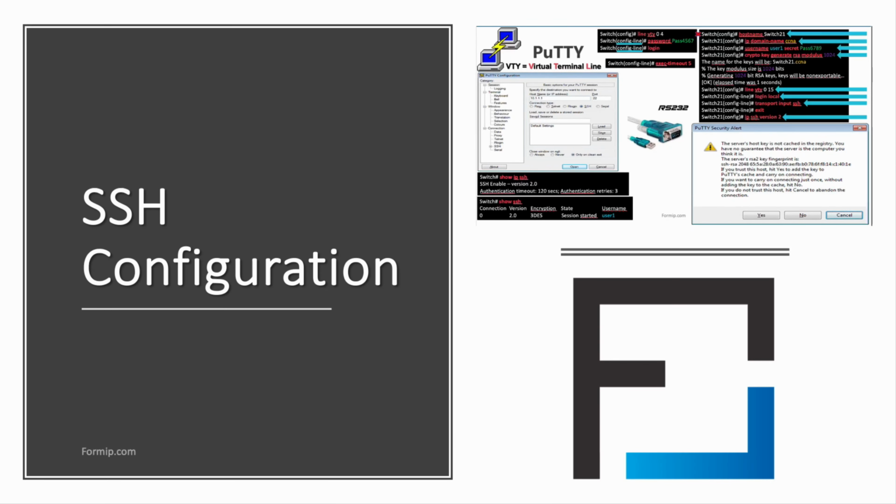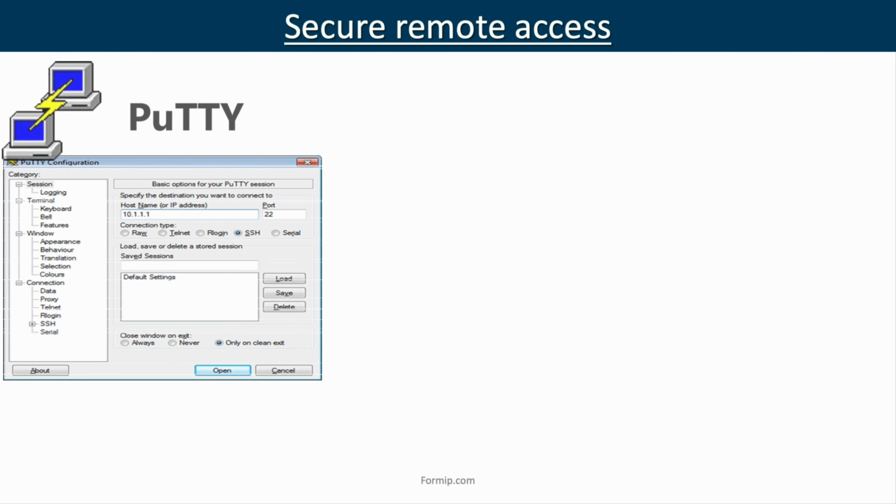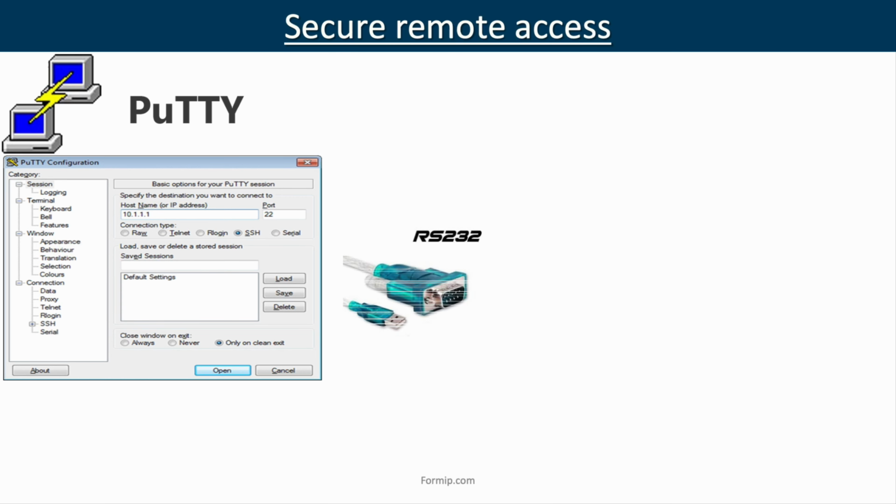SSH configuration. It is possible to initiate an SSH or Telnet connection using a client such as PuTTY that is installed on your PC. PuTTY is an emulator for SSH or Telnet protocols. Direct connections can also be made with a serial cable, RS-232. Originally, this software was only available on Windows. Now it's also available on Unix platforms.